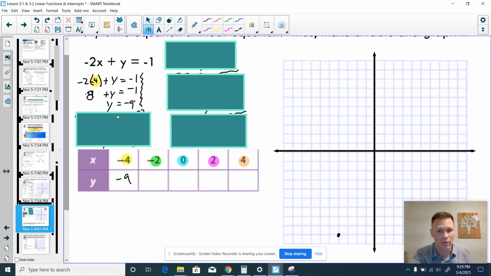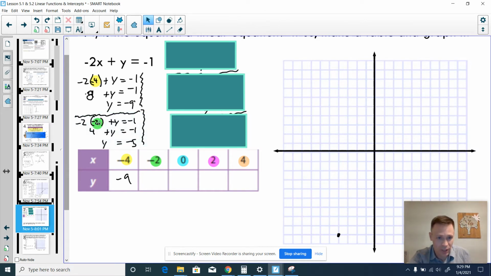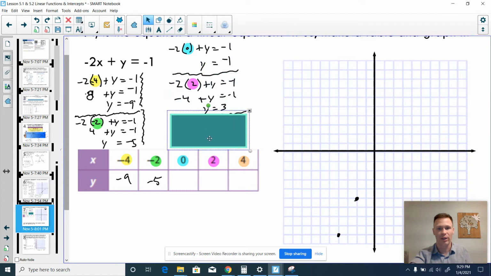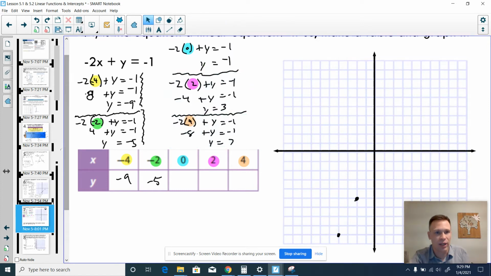Then I do the same thing for negative 2. Negative 2 times negative 2 is 4. I subtract 4 from the other side. Negative 1 minus 4 is negative 5. So I end up with negative 5 here. So I have negative 2, and then down 1, 2, 3, 4, 5. Again, I'm going to go a little bit faster through here showing you what these are. You can pause the video and write them in. For 0, I get negative 1. For 2, I get 3. And for 4, I get 7. So I got negative 1, 3.